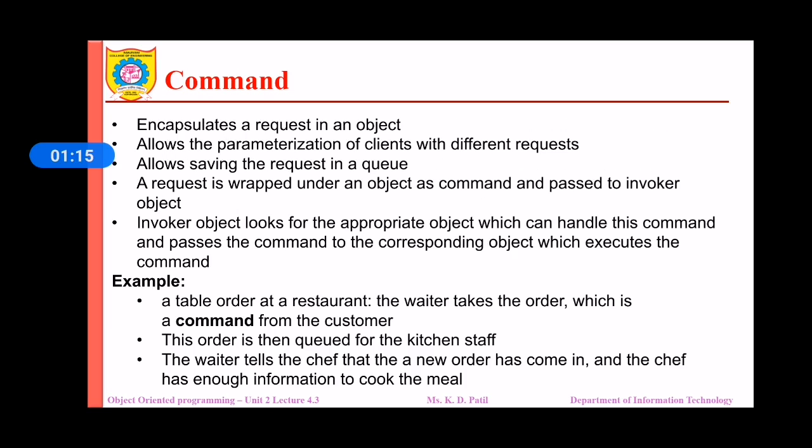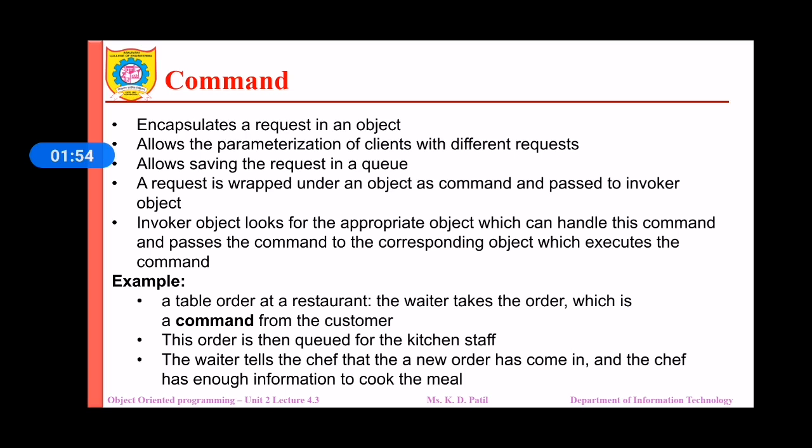The command design pattern encapsulates a request in an object. It allows the parameterization of clients with different requests. The command pattern allows saving a request in a queue. A request is wrapped under an object as a command and passed to the invoker object. The invoker object, that is, the calling object, looks for the appropriate object which can handle this command and passes the command to that respective object which executes the command efficiently.